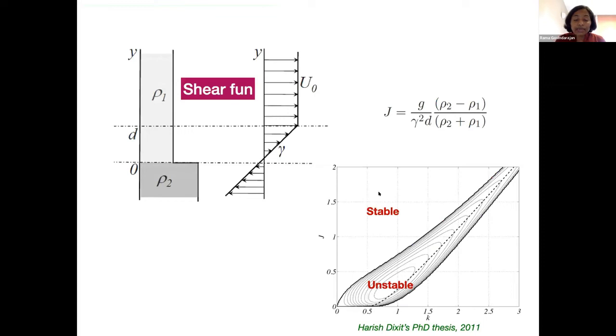We discussed how instabilities can be very counterintuitive. So here is a density stratification which is stable. Here's a shear stratification, a jump in shear, which is also stable. You put them both together, you get an instability. So whenever there's shear, lots of interesting things happen.